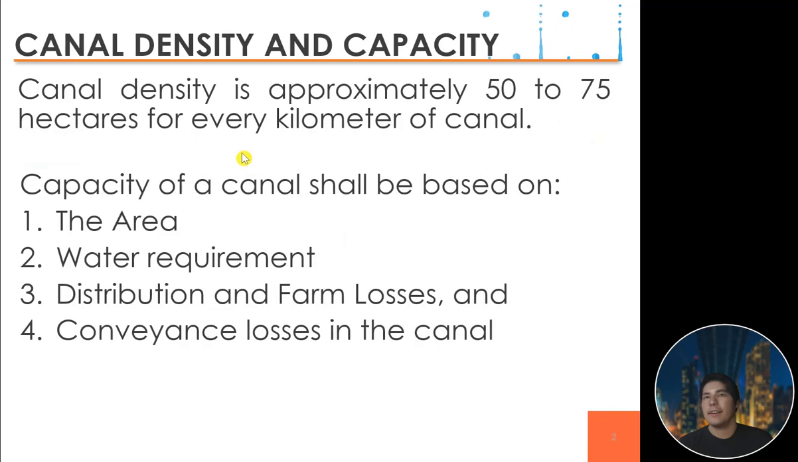So the value of n depends upon the nature of channel. So we have also this canal density and capacity. Canal density is approximately 50 to 75 hectares for every kilometer of canal. So yung capacity of canal shall be based on the area, the water requirement, the distribution and farm losses, and also the conveyance losses in canal.